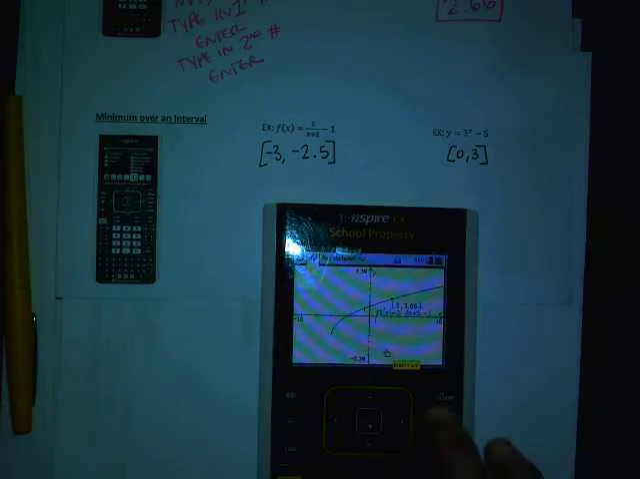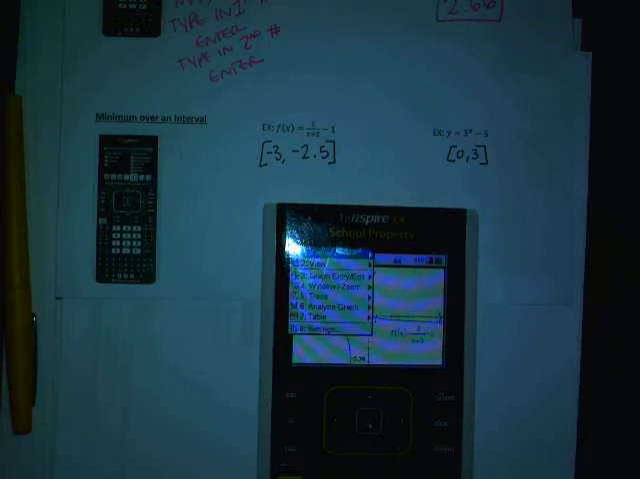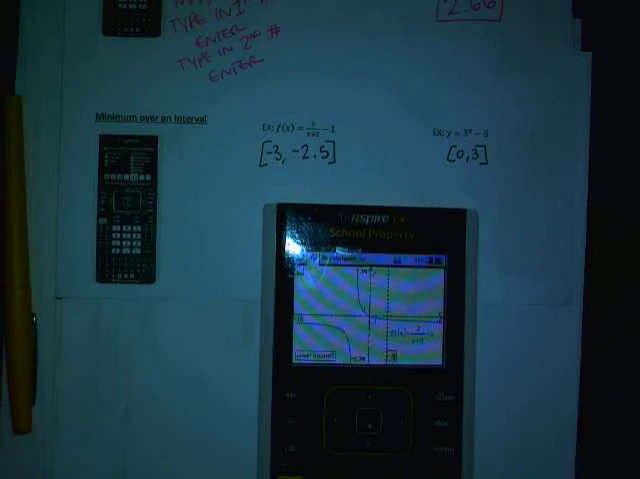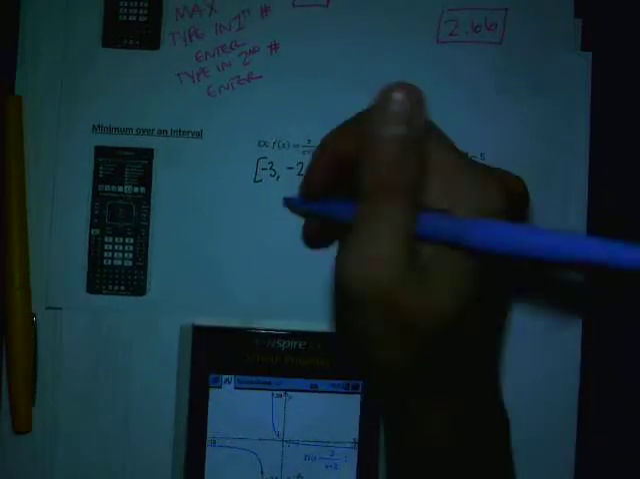So let's practice some problems. 2 over x plus 2, and then -1 on the outside. Menu, analyze. We're doing the min now. -3, enter. -2.5, enter. And -5 is the min.